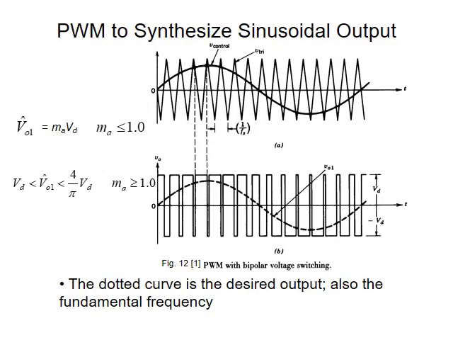You may say, okay, how do you know it's bipolar? Because the voltage fluctuates between minus VD and VD, between the highest voltage in the positive and the highest voltage in the negative.